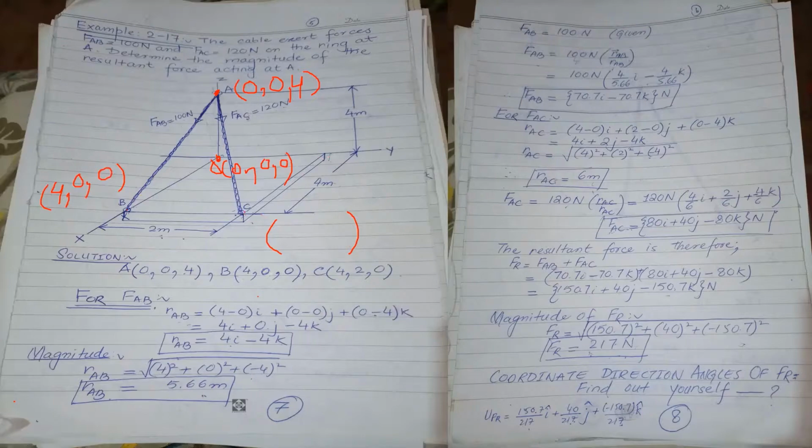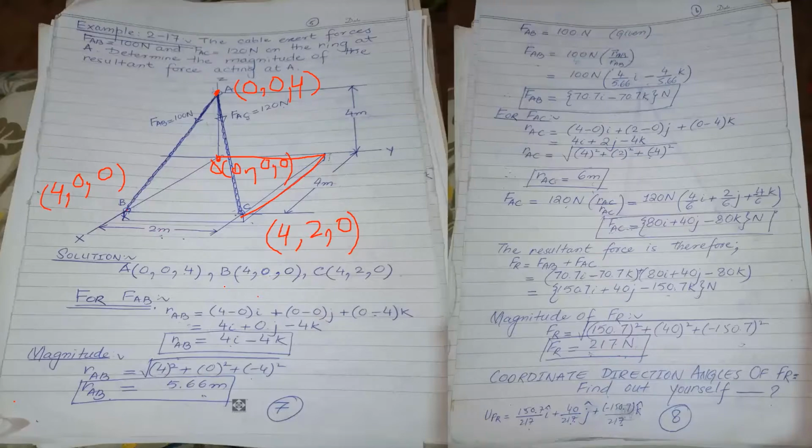Let me talk about point C. You have to move from here along the y-axis, and it is 2 meters, so you write positive 2. Then you move forward for point C parallel to the x-axis, and that is positive 4. There is no upward or downward movement, so the z component is 0. So you can see this is the way to find the coordinates.